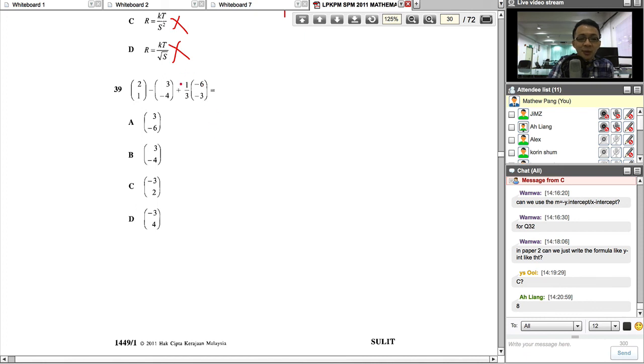And then yes, matrix. Matrix is very simple. Multiply 1 over 3 into here first. So this one minus this one. 2 minus 3 will give you negative 1. 1 minus negative 4 will give you 5. Plus 1 over 3 multiplied in, I got negative 2 and negative 1. So negative 1 plus negative 2 is negative 3. 5 plus negative 1 is 4. You have the answer? Yes, B.